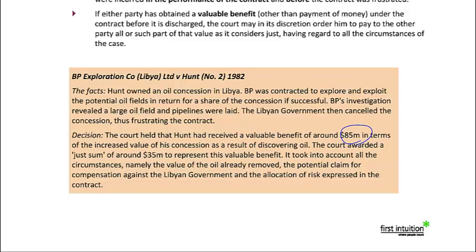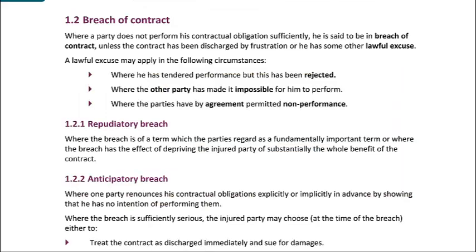And the reason he'd had that benefit was because his oil concession had actually gone up in value as a result of the discovery of the oil and the pipelines that had been laid. So he was going to get a payment of compensation from the Libyan government, good luck in getting hold of that, and therefore the court said he needed to share some of that profit with BP, because they'd incurred the costs of exploring the concession and laying some basic pipes, and therefore it was fair that they should be able to share in some of the upside that was going to accrue to Mr. Hunt. So that's frustration of contracts.